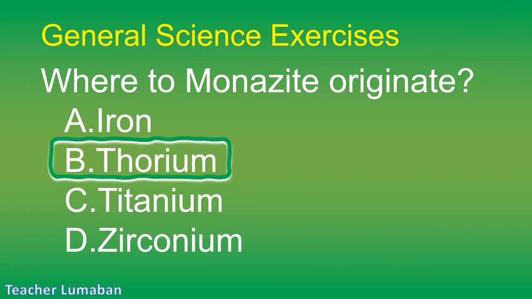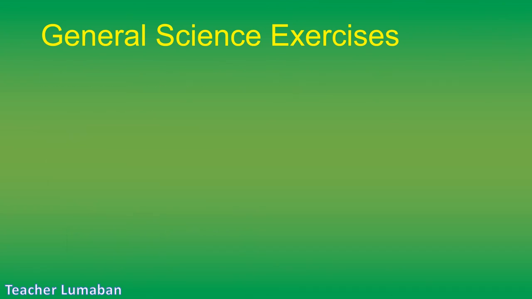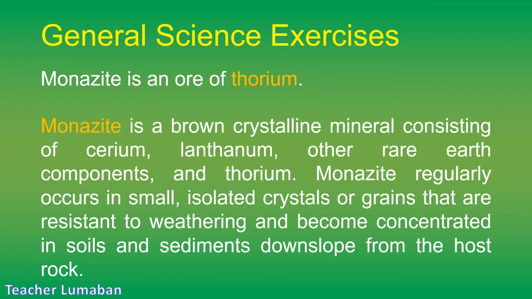The correct answer is letter B, thorium. Monazite is an ore of thorium. Monazite is a brown crystalline mineral consisting of cerium, lanthanum, other rare earth components, and thorium. Monazite regularly occurs in small, isolated crystals or grains that are resistant to weathering and become concentrated in soils and sediments downslope from the host rock.